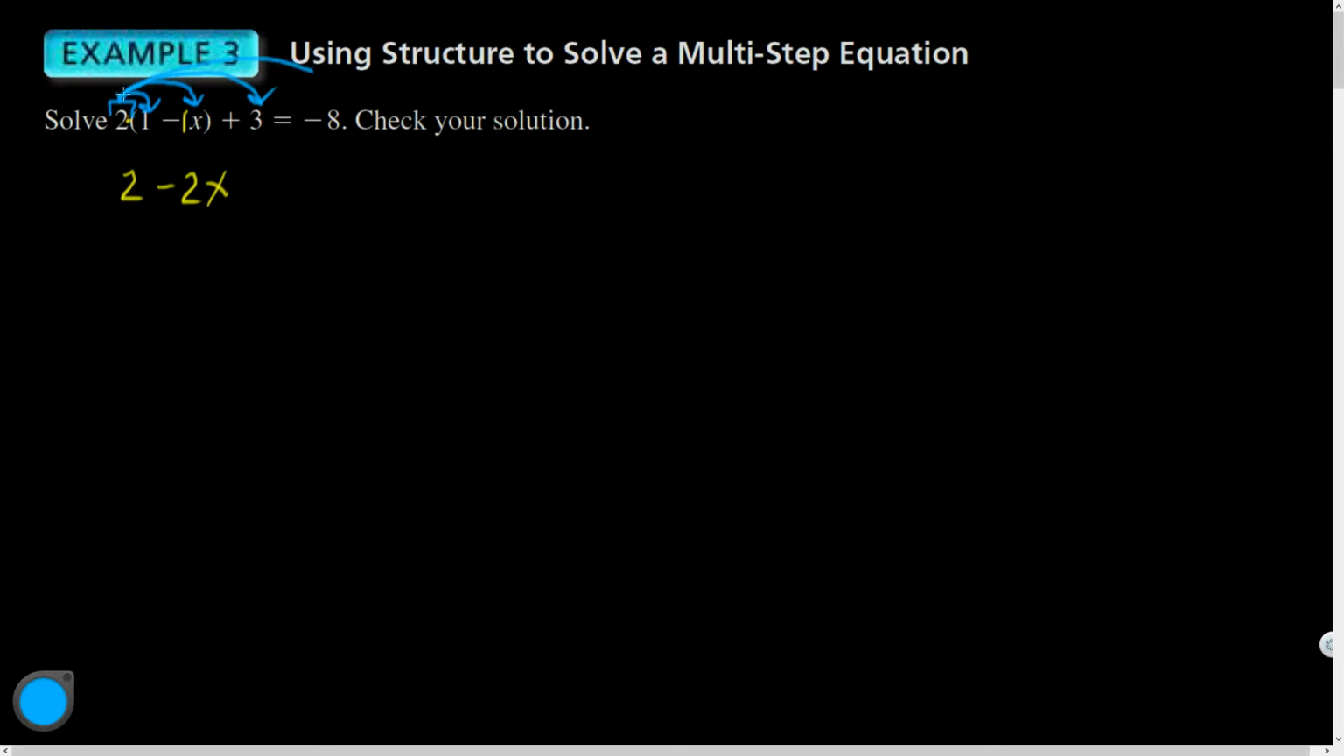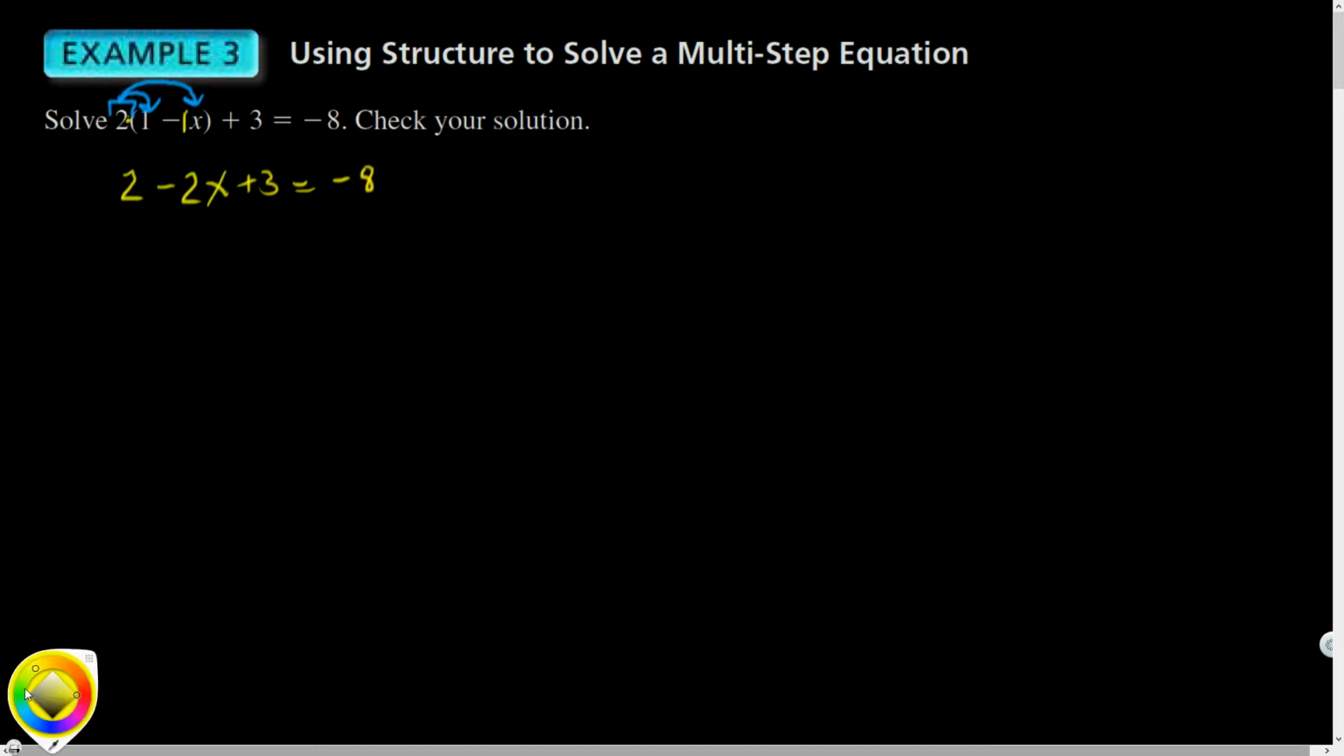Is this negative 8 being distributed to? Also no, because that's not even on the same side of the equal sign. So plus 3 equals negative 8. Now, before I start trying to solve for x, let's simplify further by combining like terms.